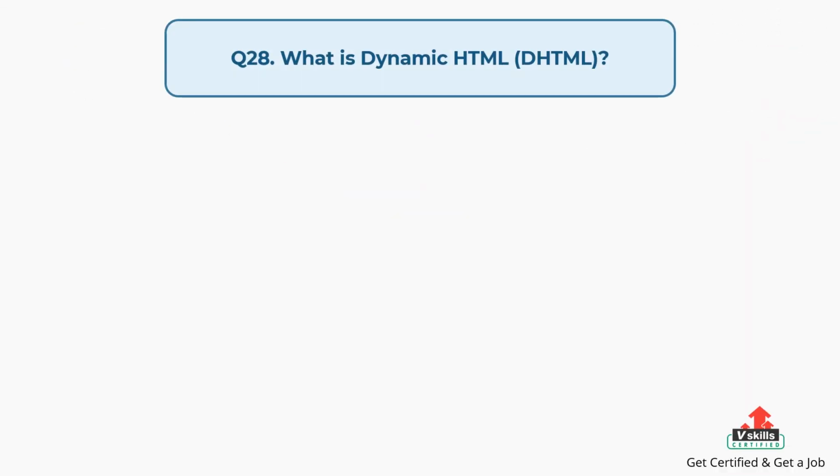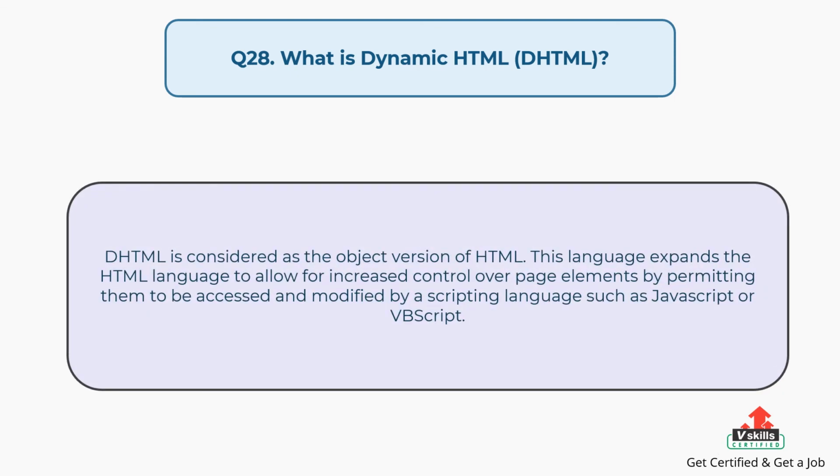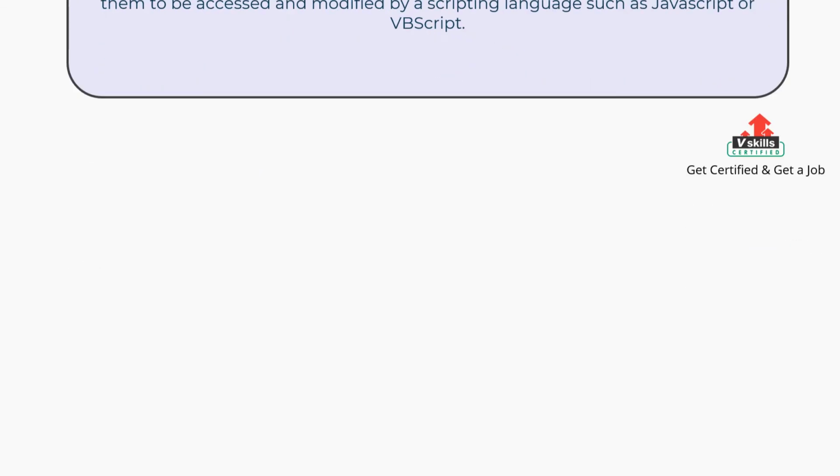Question number 28. What is dynamic HTML? The answer is: DHTML is considered as the object version of HTML. This language expands the HTML language to allow for increased control over page elements by permitting them to be accessed and modified by a scripting language such as JavaScript or VBScript.